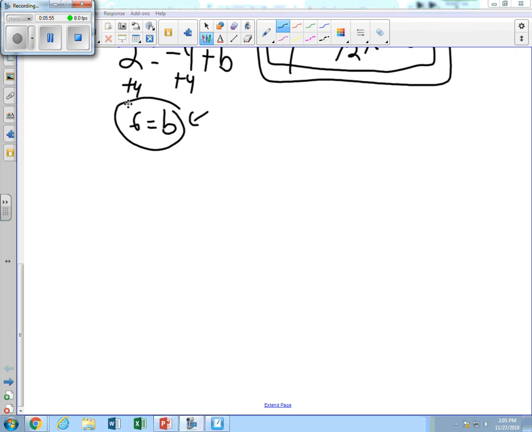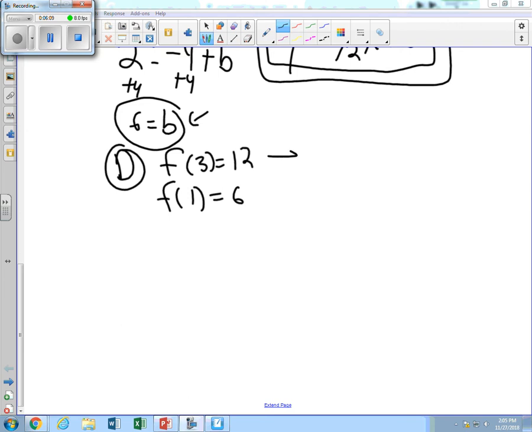Let's go to letter D. f of 3 equals 12, and f of 1 equals 6. So we talked about function notation. f of 3 equals 12 is exactly the same thing as saying (3, 12). So guess right now, what does f of 1 equals 6 mean? If you guessed (1, 6), you are correct. Not guess, you knew.